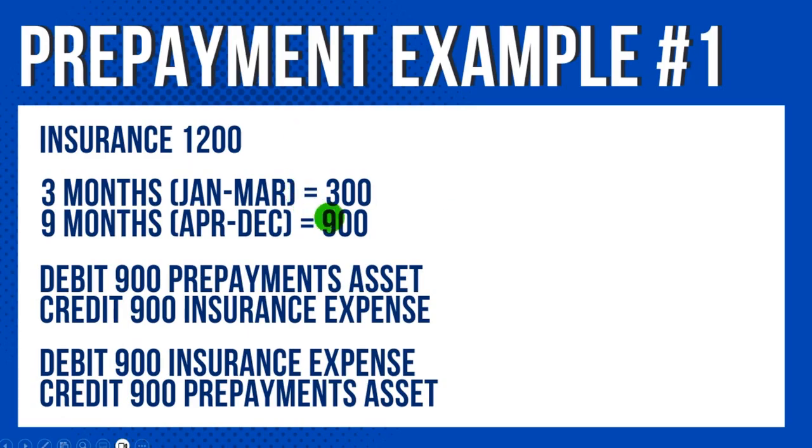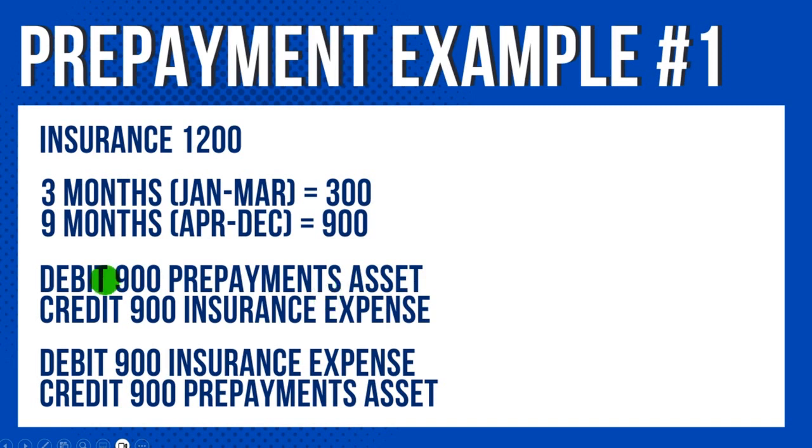The way we do the journal is simply 900 debit goes to the prepayment asset. So prepayments are an asset account. They show on the balance sheet. So that's your debit entry. The credit entry is 900 insurance expense. Obviously, if this was software expense, it would be software expense. But it's debit prepayment asset, credit the relevant expense.